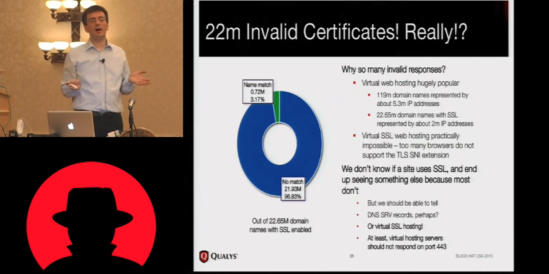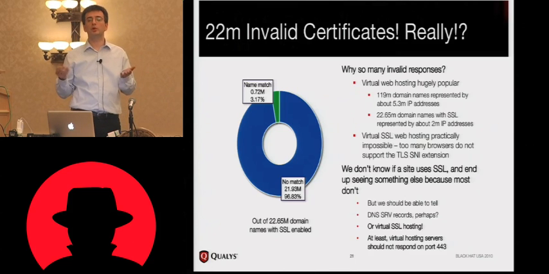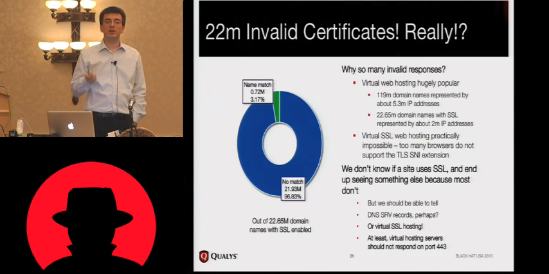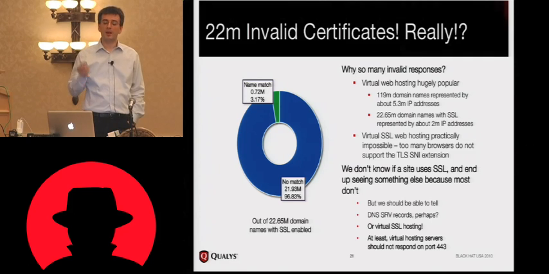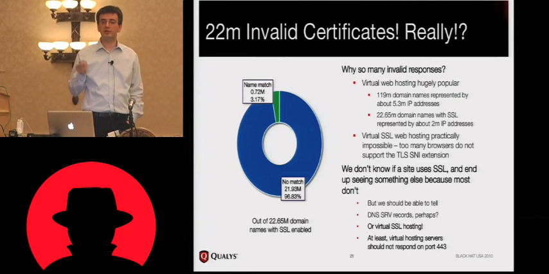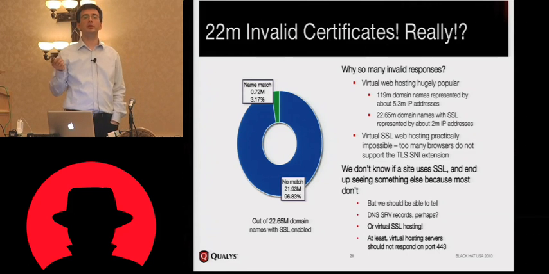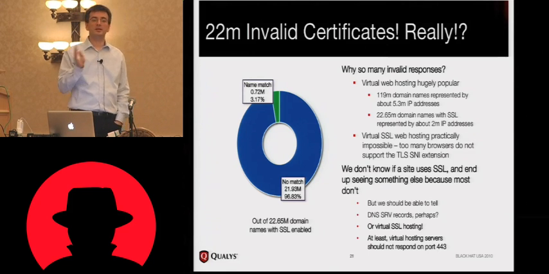So the survey so far tells us a lot about the state of web hosting and virtual web hosting on the internet. If you look at the numbers, we're looking at 120 million domain names, but they're all represented by only 5 million IP addresses, which on average means that one IP address will host about 20 websites. And if you look only at those sites that support SSL, it's about 1 in 10. There are about 10 SSL sites behind the domain name.